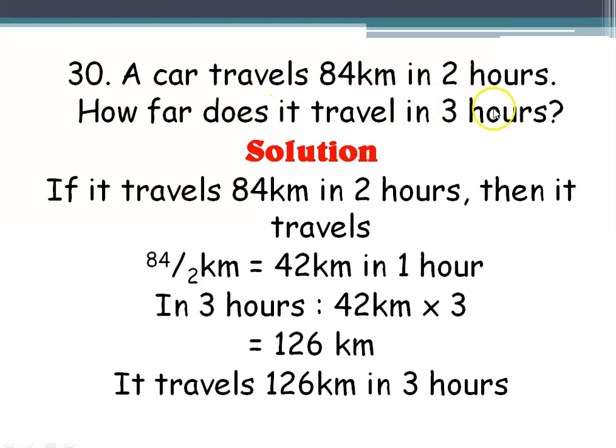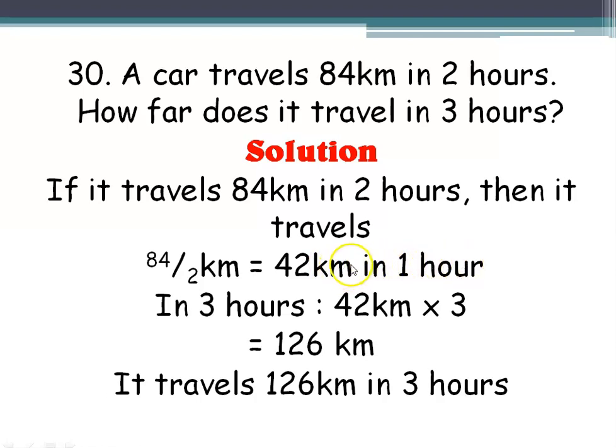How far does it travel in 3 hours? So if it travels 84 kilometers in 2 hours, then it will travel 84 divided by 2 kilometers in 1 hour. Is that taken? So 84 divided by 2 is 42 kilometers. It simply means it travels 42 kilometers in 1 hour.